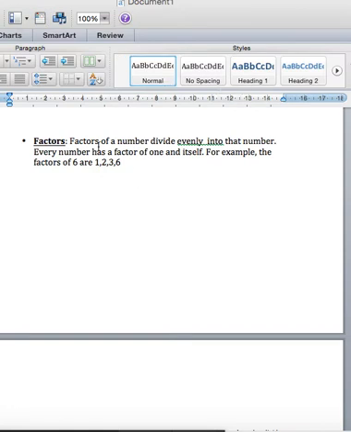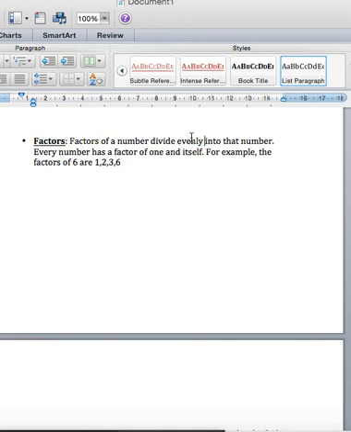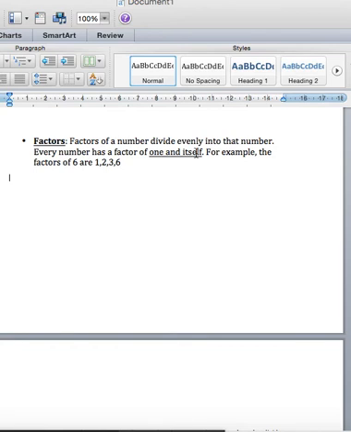Now, the first one is one of the most important ones, and that is factors. Okay, so my definition is this. Factors of a number divide evenly into that number. Evenly means we have no remainders, okay? Now, every number, this is important, every number has a factor of 1 and itself. So for example, factors of 6, we can see there's a 1 there, and at the end there's a 6. So when writing factors, always start with a 1, and then put the actual number at the end. That has to always be the case.